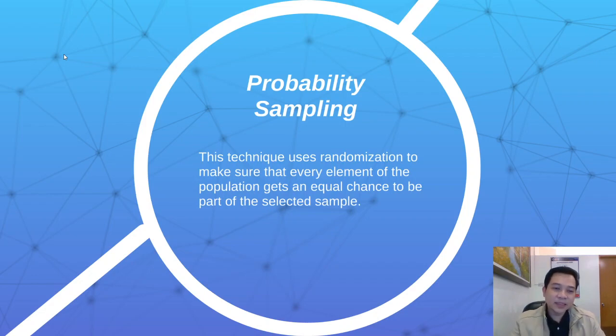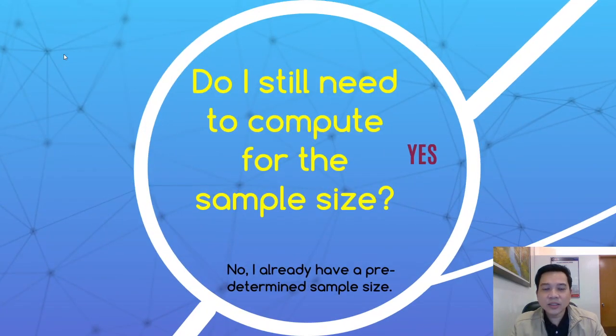Again, as a recap, this is a technique that uses randomization to make sure that every element in the population gets an equal chance to be selected as part of our sample. Okay? Which means, sir, do I need to compute for a sample size? Unless there's a preset sample that you need to gather, or let's say there's a mandated or directed sample size given by your organization, your institution, the university, or the school, or a fixed sample size given for that specific study or research, then you don't have to compute.